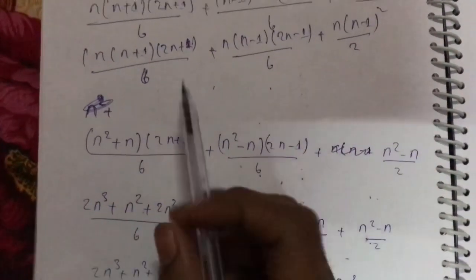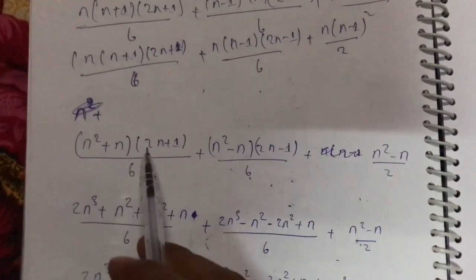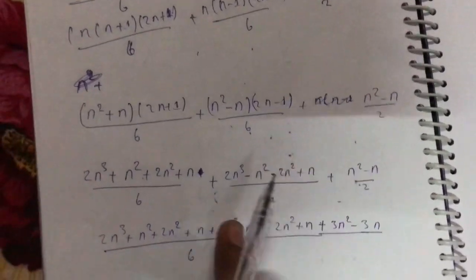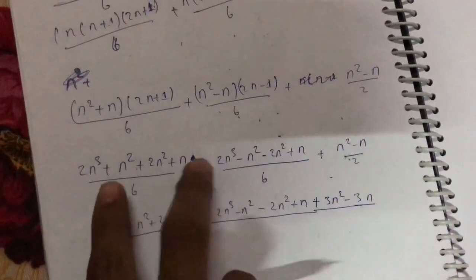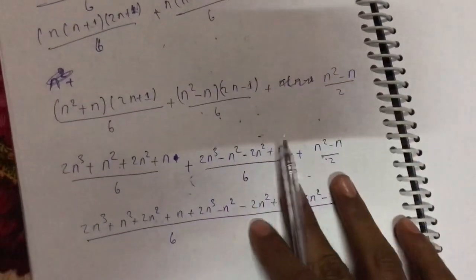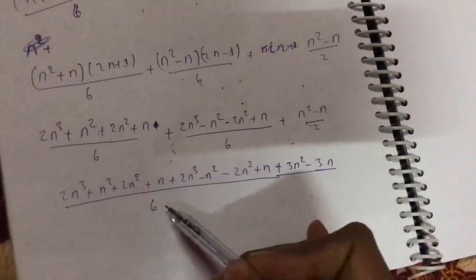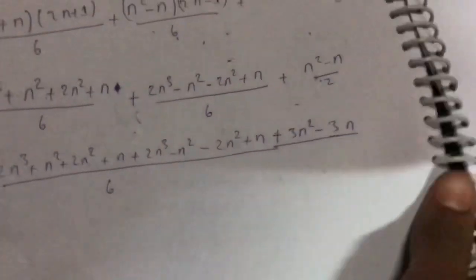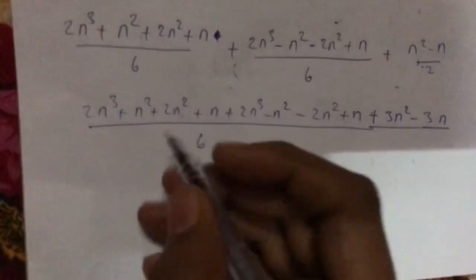After this point, we have just multiplied n values with each other. And after doing this, we have expanded these values. I have multiplied this value with this, it is just simple calculation. And after that I have taken the LCM, like 6. Okay, and after taking LCM 6 we are going to continue it further.